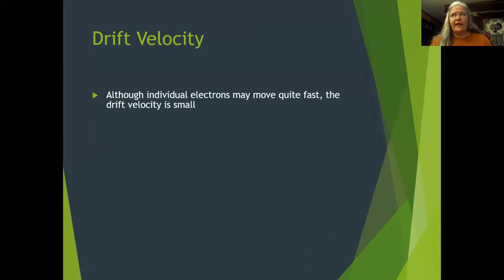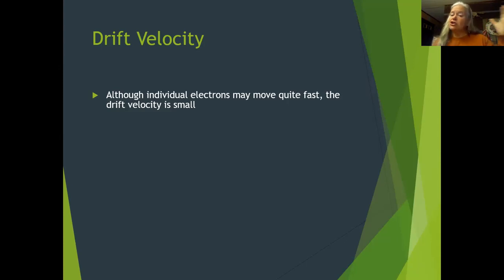So it has to do with the number of electrons you have, so the conductivity. It has to do with the area that they have to move through. So think a larger area means more motion. And it also has to do with the distance they have to travel through the conductor, all right?